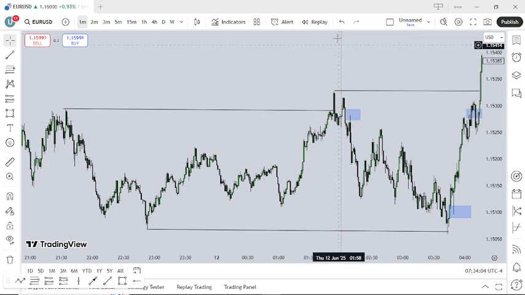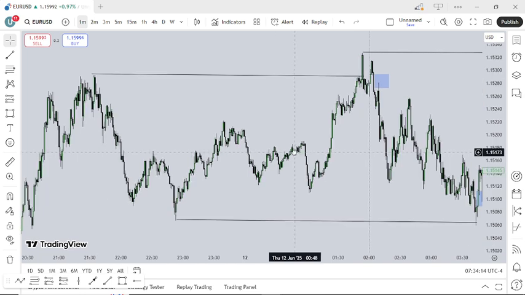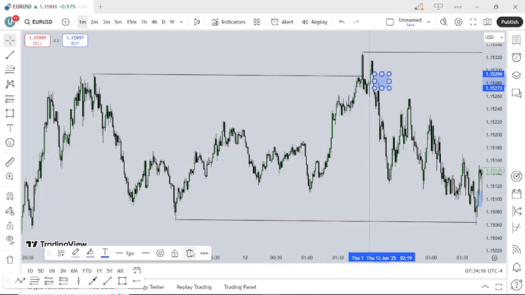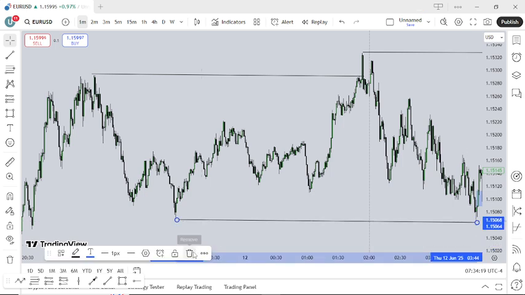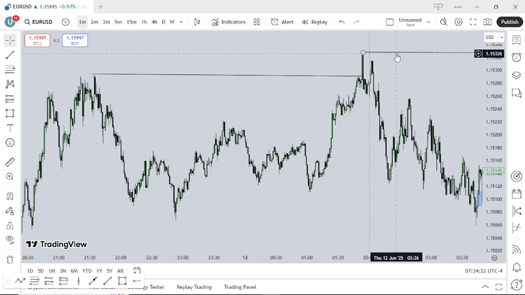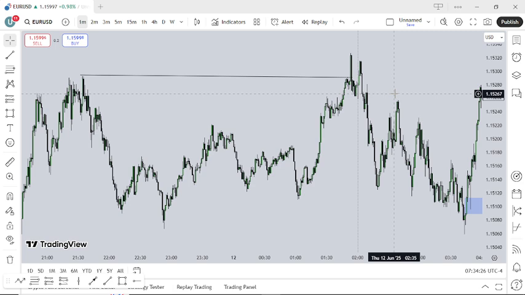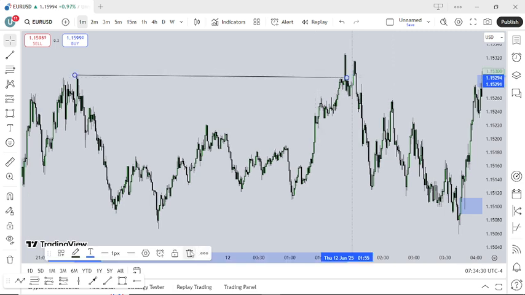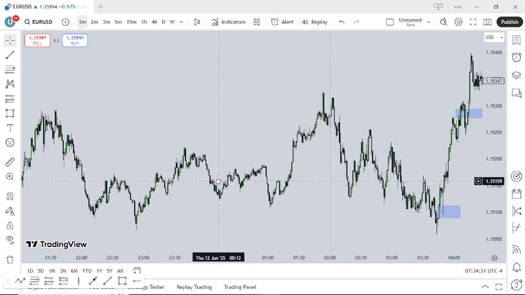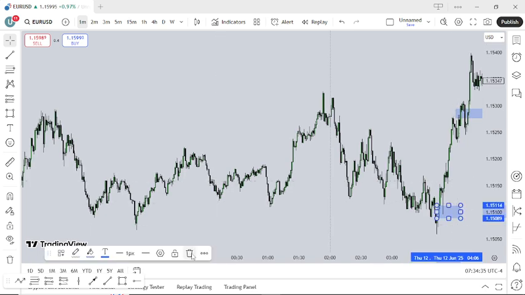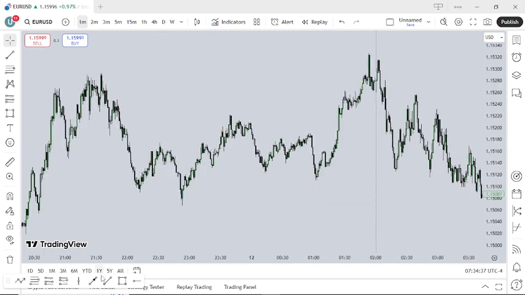So interval here, this is the time at which the London session opened. Prior to that, price left a footprint which was a previous high. That's this buy side liquidity here.